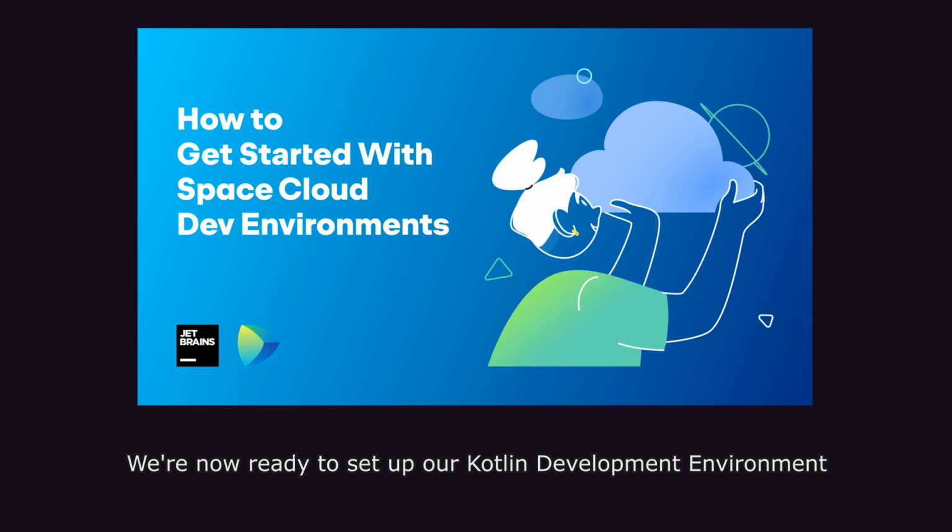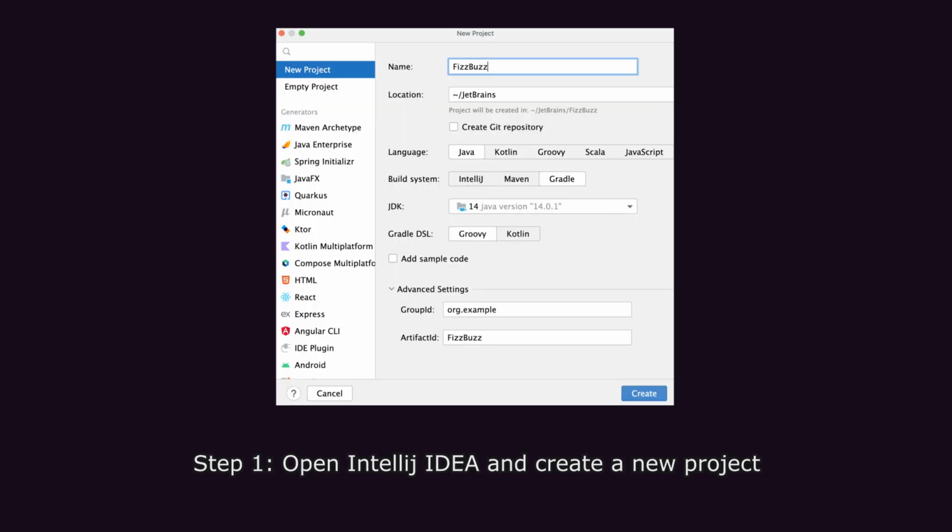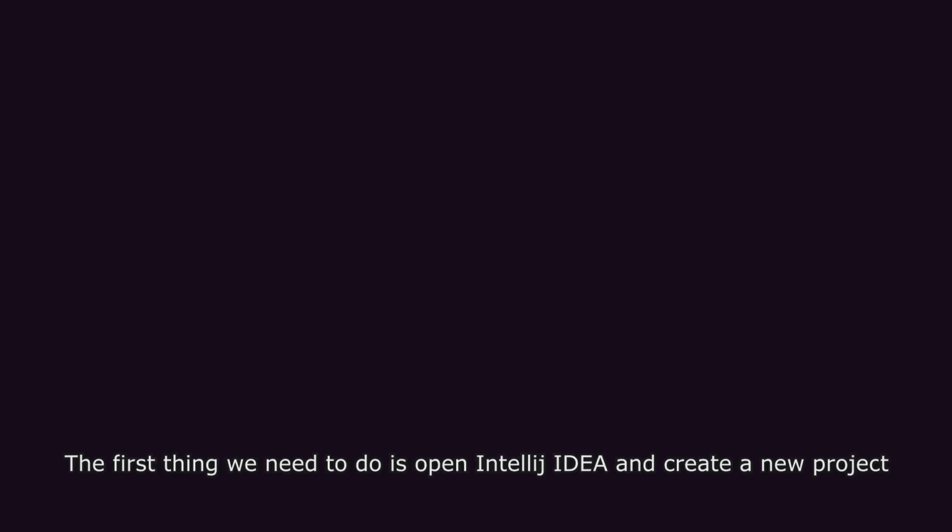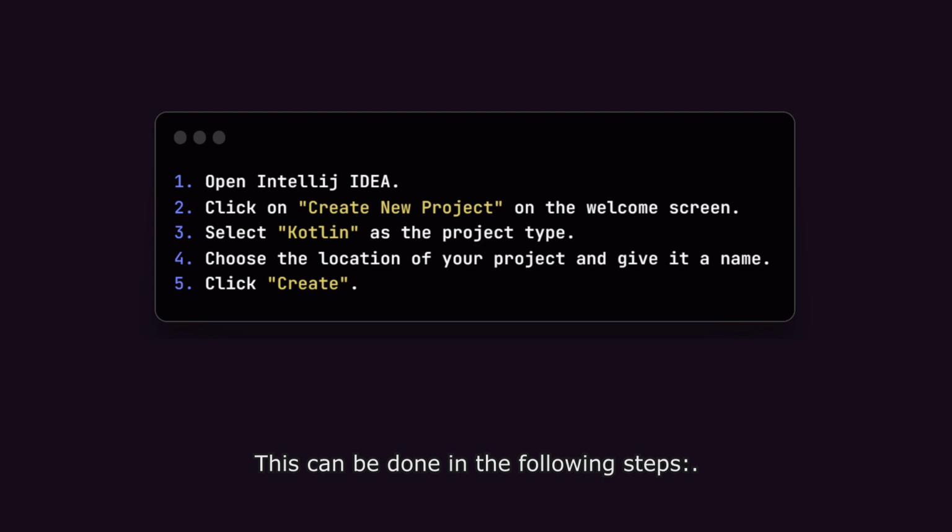We are now ready to set up our Kotlin development environment. Step 1. Open IntelliJ IDEA and create a new project. The first thing we need to do is open IntelliJ IDEA and create a new project. This can be done in the following steps.